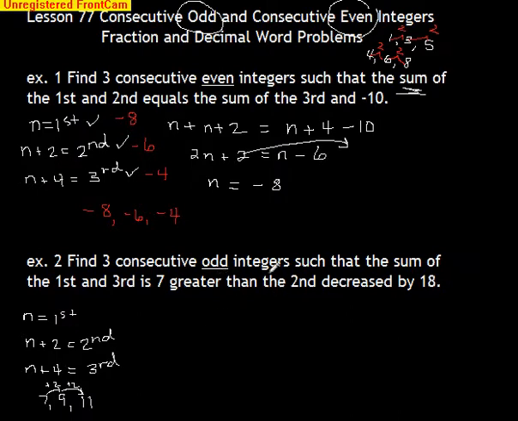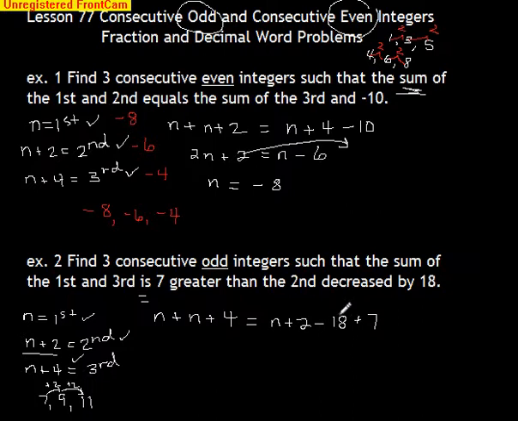Alright, now we're going to follow along with the words. Find 3 consecutive odd integers such that the sum of the first and third, so here we go, first and third, the sum of the first and third, equals 7 greater. So we're going to put that over here. It's going to be 7 greater than the second decreased by 18. So here's the second, right here. When we say second, we write what second is equal to. The second decreased by 18.